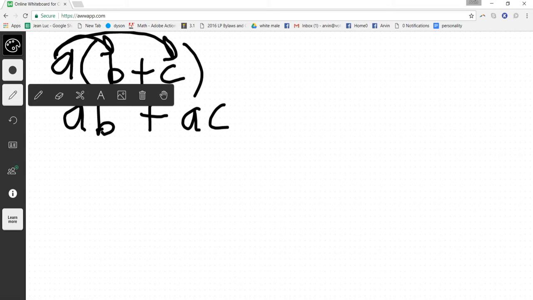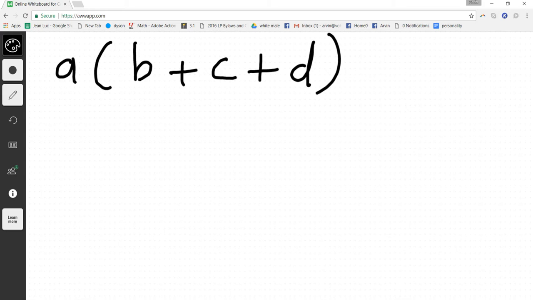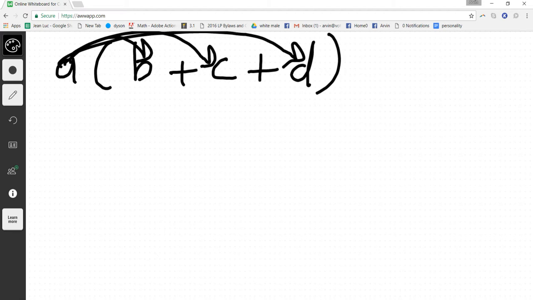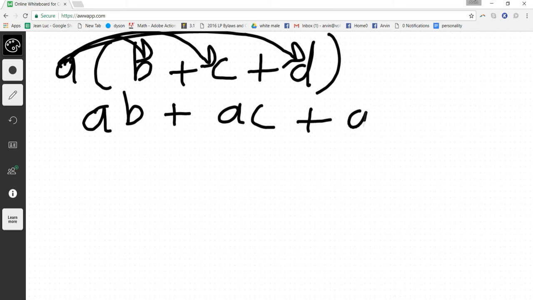Now, let's say you instead have a problem like this. A times B plus C plus D. Again, we're going to do basically the same thing. A times each of these, like this. So you're going to get AB plus AC plus AD. And that's the whole thing.